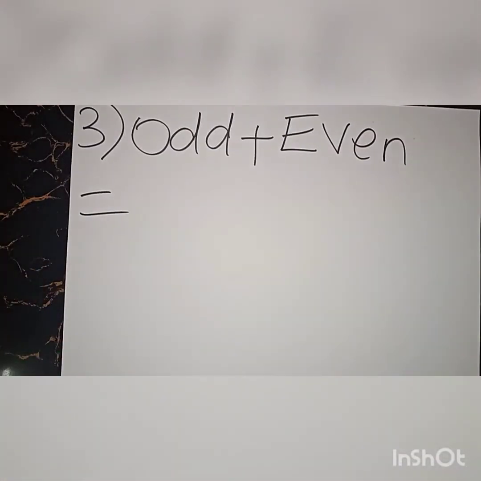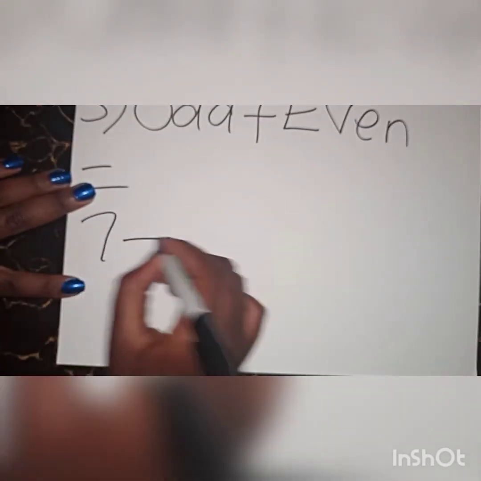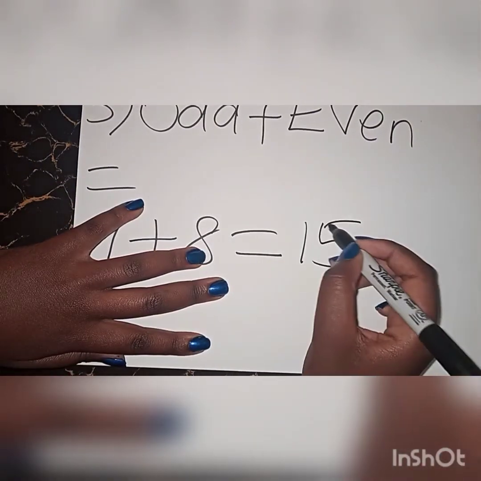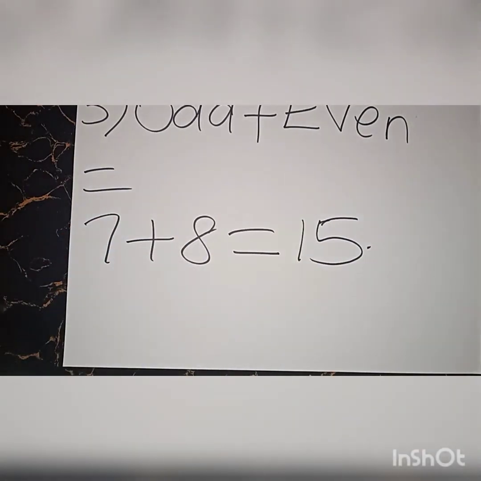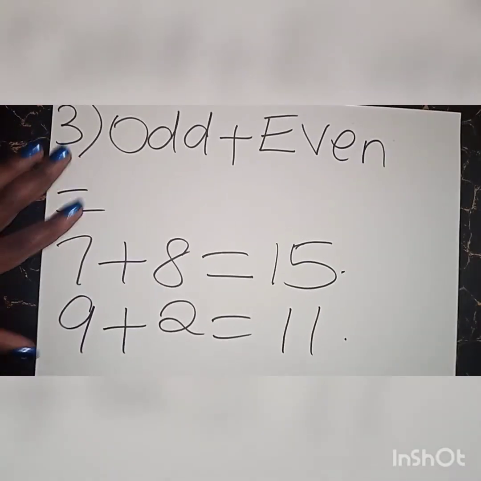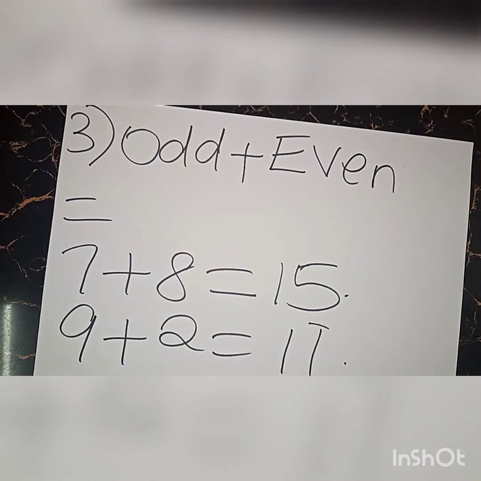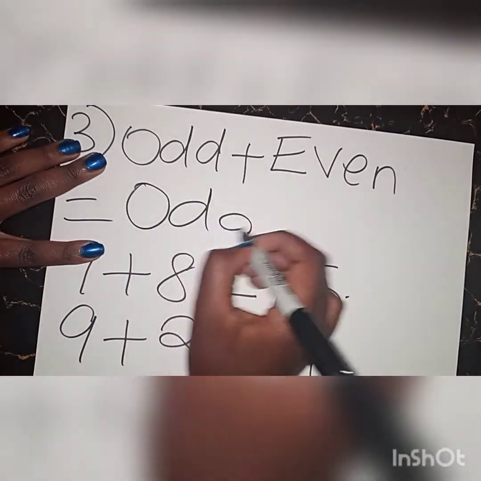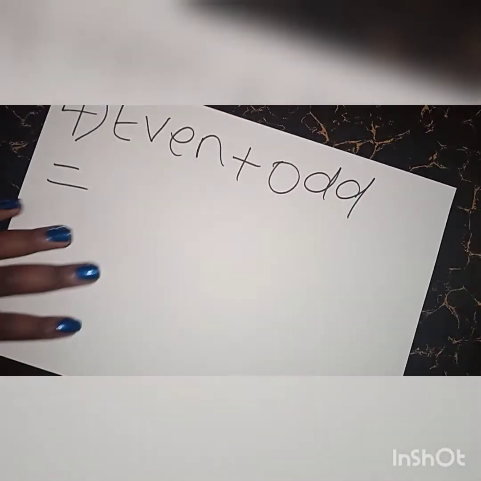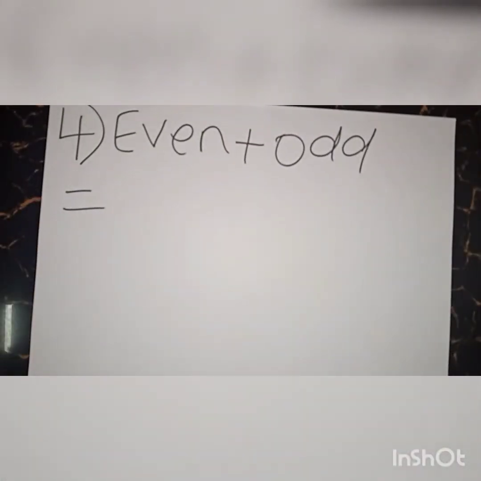What do you get when you add an odd number with an even number? As usual, let's look at some examples. So when we have 7 plus 8, 7 plus 8 is 15, okay? Let's look at another example. What happens when you have 9 plus 2? 9 plus 2 is 11, and 11 is an odd number. So we can comfortably conclude that an odd number plus an even number gives us an odd number, okay?